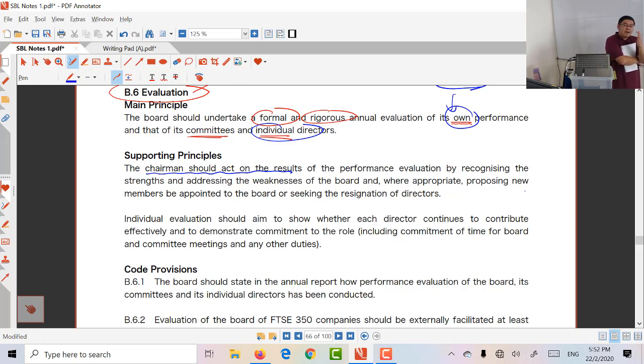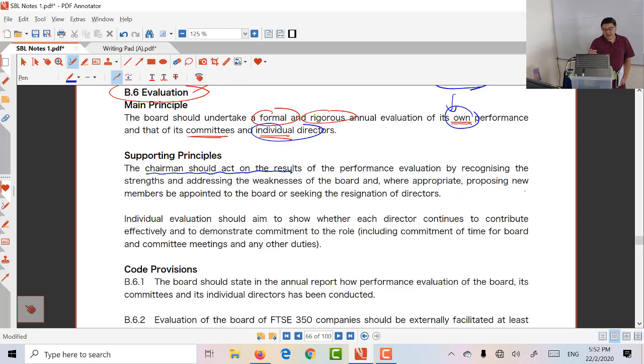But why did it happen? Maybe to certain people, they felt that you're not that good. So they don't want you to carry on, and it's not so nice to sack you. So usually they say, why not you resign? It looks good on you. So that's an example of what a chairman can do: tell a director to resign.